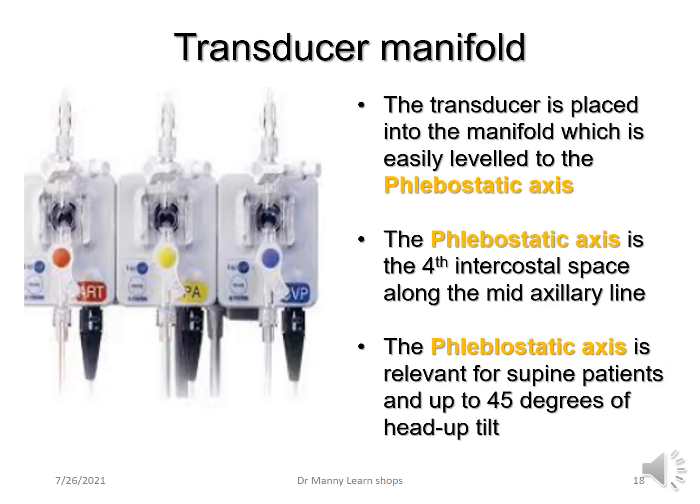The transducer manifold, this is when the transducer is placed into a manifold which is easily levelled to the phlebostatic axis. And the phlebostatic axis, as we've mentioned previously, is the fourth intercostal space along the mid-axillary line, and the phlebostatic axis is relevant for supine patients and up to about 45 degrees of head-up tilt.